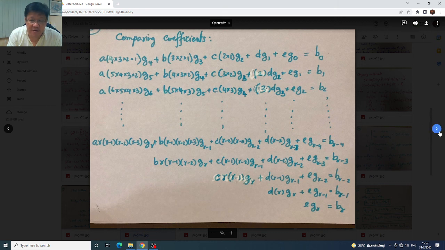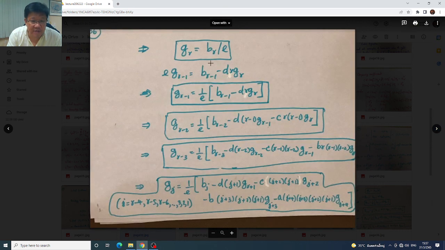In general, I'm not going to go through this. I already did this for you. But you have to consider that this is a general form for G sub R minus 1, G sub R minus 2, G sub R minus 3. After G sub R minus 3, G sub J, and when you start R minus 4, R minus 5, R minus 6 up to 3, 2, 1, it's all the same formula.